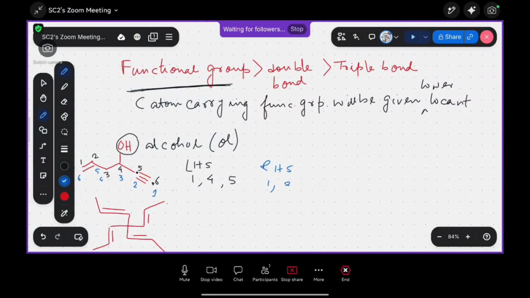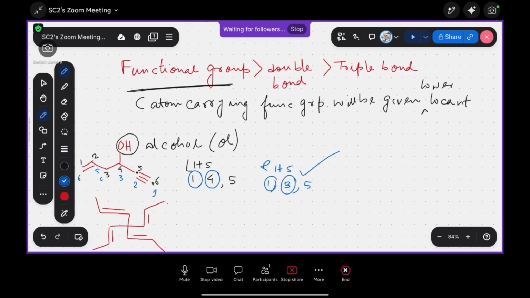At the third position we are having the OH functional group, and at the fifth position we are having the carbon-carbon double bond. So if you compare the left hand side and right hand side locants, what do you see? That the first locant is 1 for both of them. So let's skip to the second one. For the second locant, left hand side is 4, whereas the second locant from the right hand side is 3. So that means the right hand side is correct.